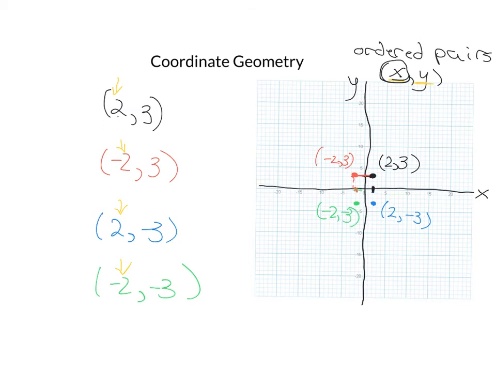So I'm hoping this gives you a quick introduction into ordered pairs, and you are able now to see how we graph different ordered pairs. And remember, order matters. X is first, y is second, x is left to right, y is up and down. Hopefully this helps.